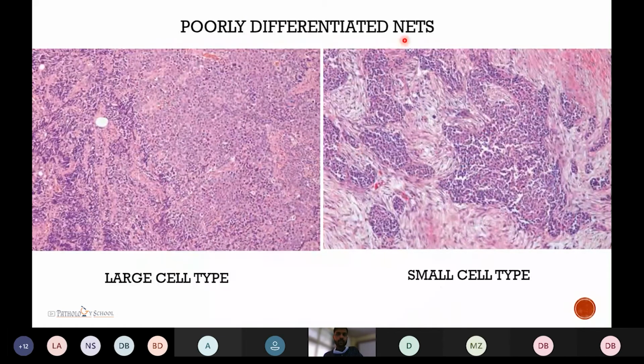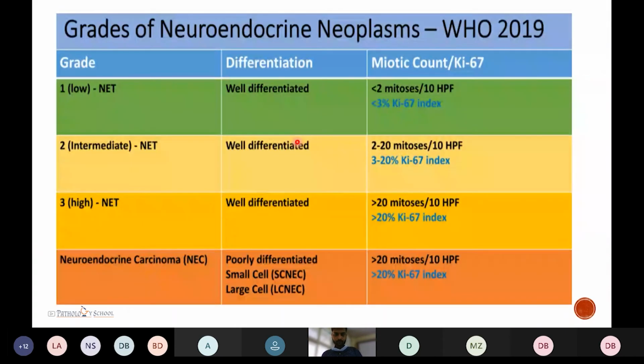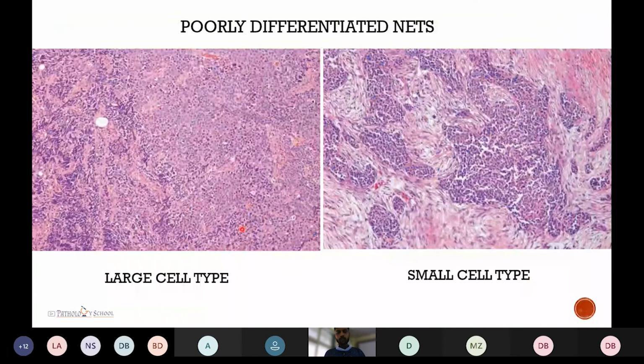Then the poorly differentiated NETs. These are the most malignant ones. They come in under grade 3. So they are basically divided into large cell and small cell type. We'll come to the grades of this. Before that, we'll just see about large cell and small cell type of NETs.